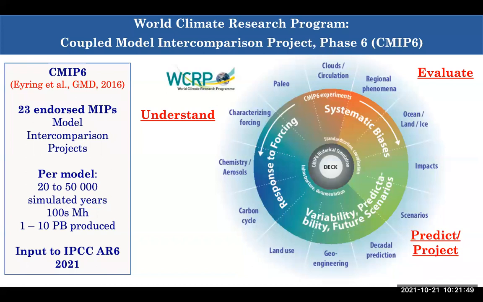So typically the last one, the recent one, phase 6 of CMIP, CMIP6, encompasses 23 different model intercomparison projects, those MIPs, and corresponds to 20 to 50,000 simulated years. We reach things like 100 million core hours used to produce them, with 1 to 10 petabytes produced per model, even if not all of those data are shared between all the groups.